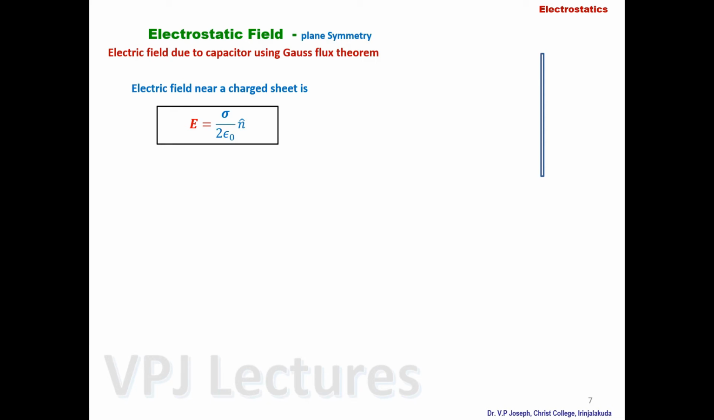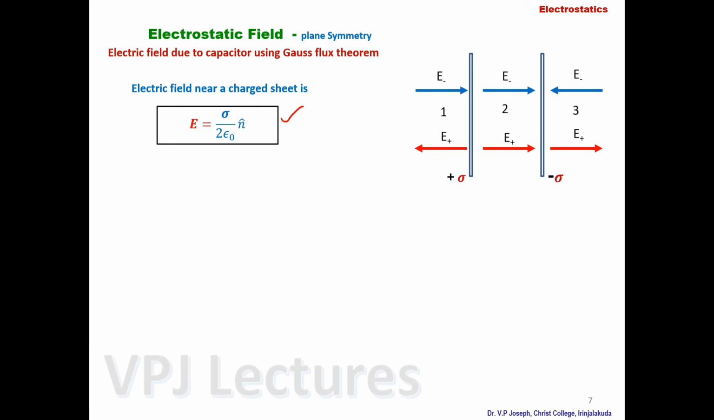The expression for the electric field near a charged sheet is given by E is equal to sigma divided by 2 epsilon 0. And let us place one more charged sheet. That is, minus sigma is given to the first sheet, then a plus sigma is induced on the other sheet. In the case of a capacitor, that is the situation.